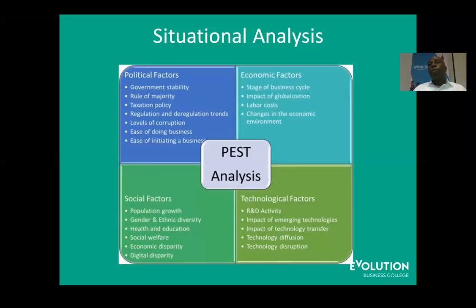And where levels of corruption are very low or non-existent. There are countries where, in order to do business, you have to grease the palms of the political giants. So it's about the ease of initiating business deals in open countries like Australia, New Zealand, and many other countries. And we then want to look at economic factors. We're looking at stage of business cycle, the impact of globalization, labor costs, change in economic environment.